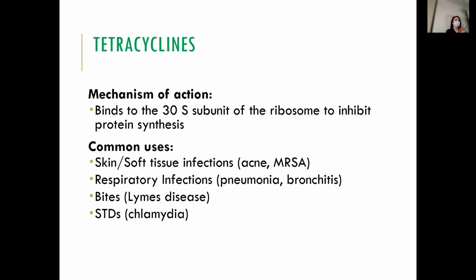Tetracycline, so we have the macrolides, the lincomycins and the tetracyclines. So mechanism of action for the tetracyclines is the drug binds to the 30S subunit of the ribosome, and it inhibits protein synthesis. So the same as the macrolides, it's just 30S ribosomal subunit instead of 50S ribosomal subunit, but it does the exact same thing, prohibits protein synthesis. Common uses: skin infections, acne, MRSA, respiratory infections, pneumonia, bronchitis, Lyme disease, STDs like chlamydia.